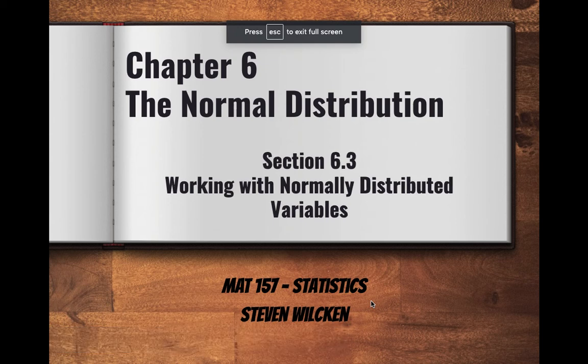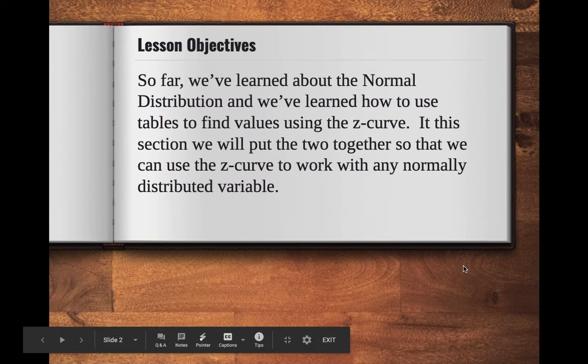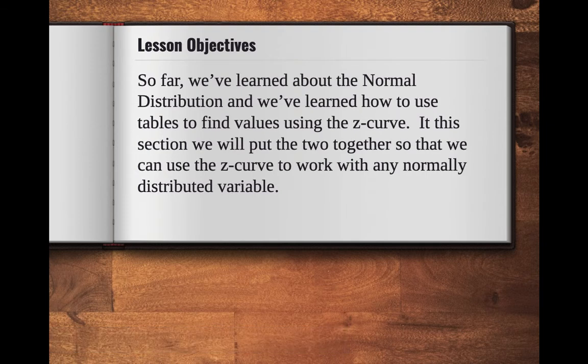So we're going to finish up our discussion on Chapter 6, Normal Distribution, with 6.3, working with normally distributed variables. This is basically putting everything we've talked about in sections 1 and 2 together and plugging in some numbers and doing some calculations. And here's where we get to do some of the fun math stuff, right? Okay.